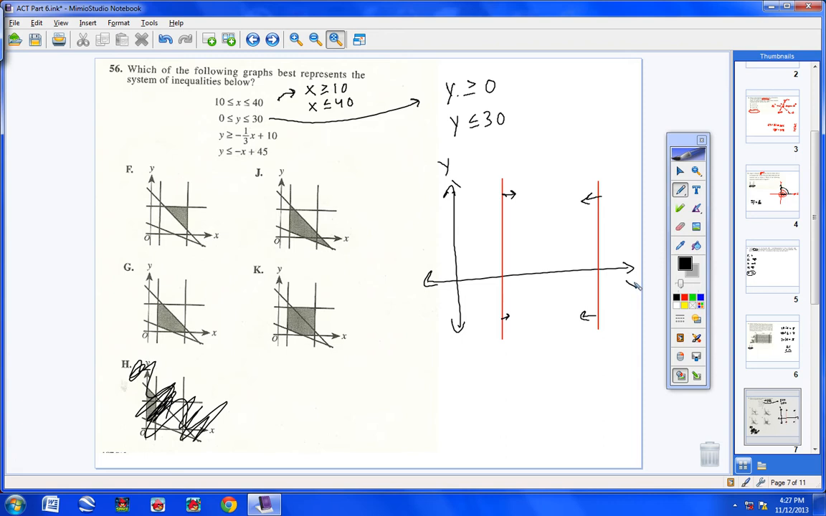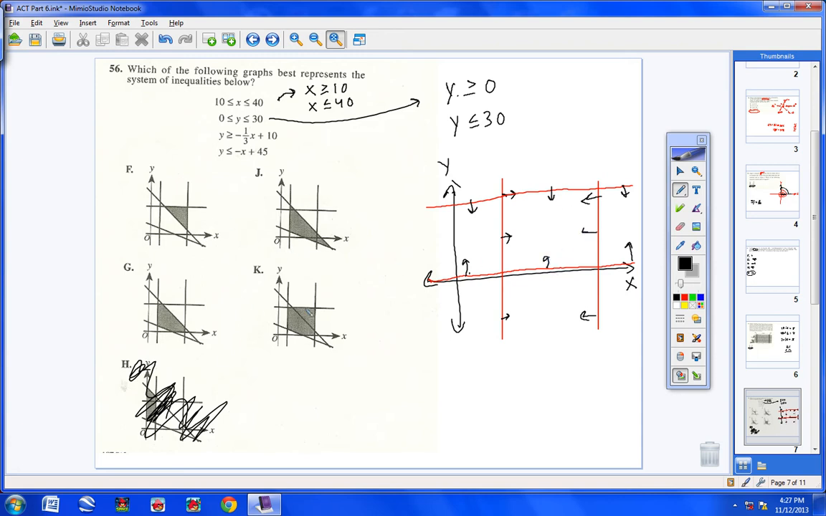Now, let's continue on. Look at your y's here. I know I'm going to have a line going through the y-axis at 0, like this, and a line going through the y-axis at 30, like this, and y is greater than 0, so I know I'm going to shade up this way, and I know I'm going to shade down this way. So far I know I should have somewhat of a box. I know I'm going to shade this way, this way, this way, and this way.